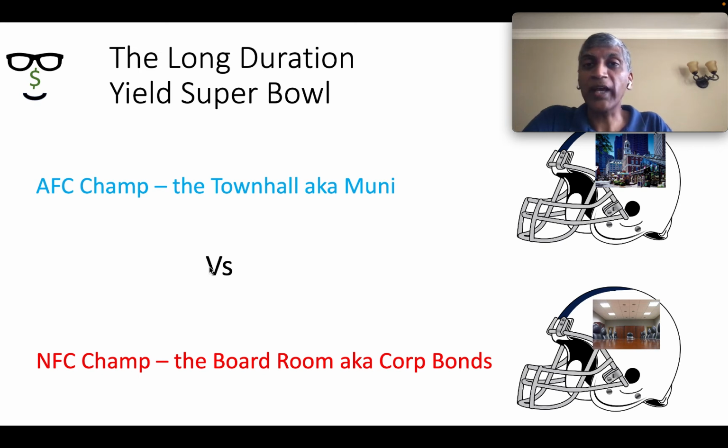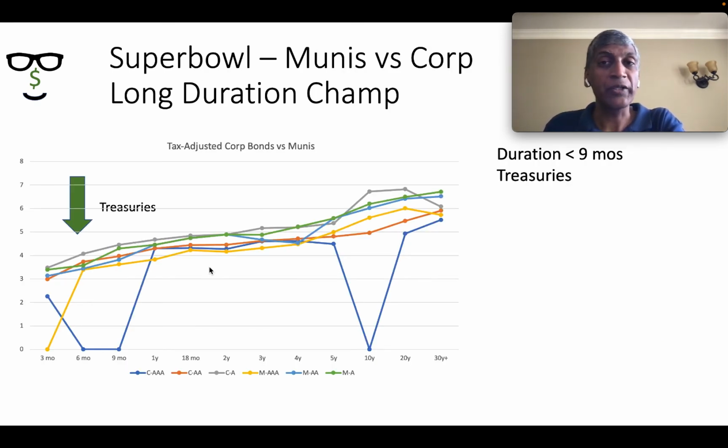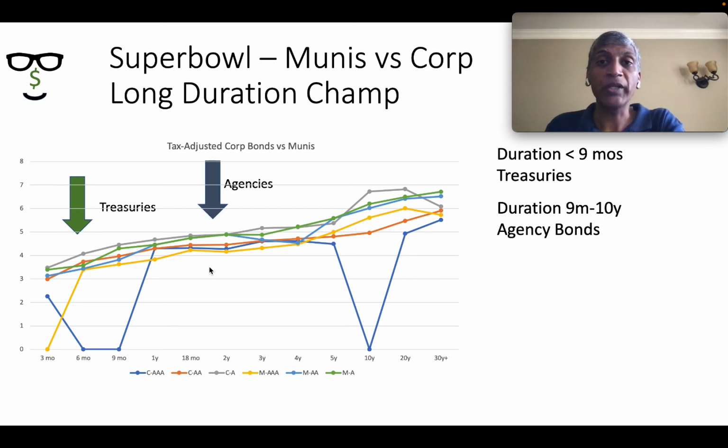If you want to take a guess, go ahead, try and have your own guess at a 28% blended federal income tax rate, which gives the best of the best advantage to municipal bonds. In long duration, what do you think is going to happen? And here comes the answer. In the short duration, treasuries again win. In the medium duration, agencies again win.